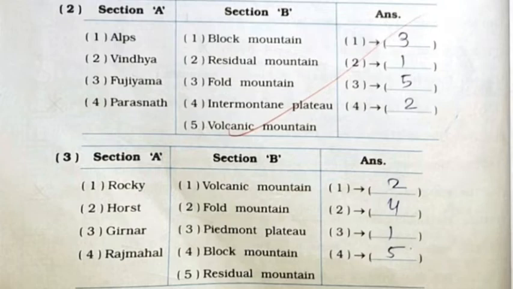Third part, first one, Rocky, it's option number 2, fold mountain. Second, Horst, it's option number 4, block mountain. Third, Girnar, it's option number 1, volcanic mountain. Fourth, Rajmahal, it's option number 5, residual mountain.